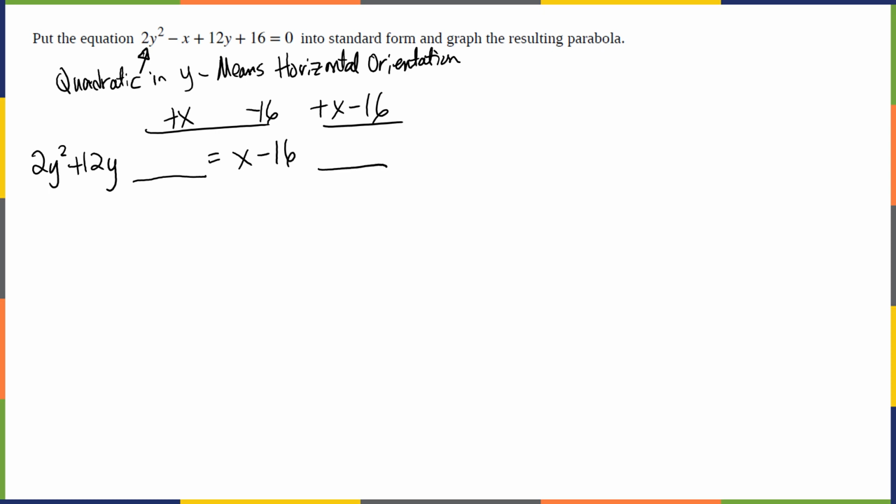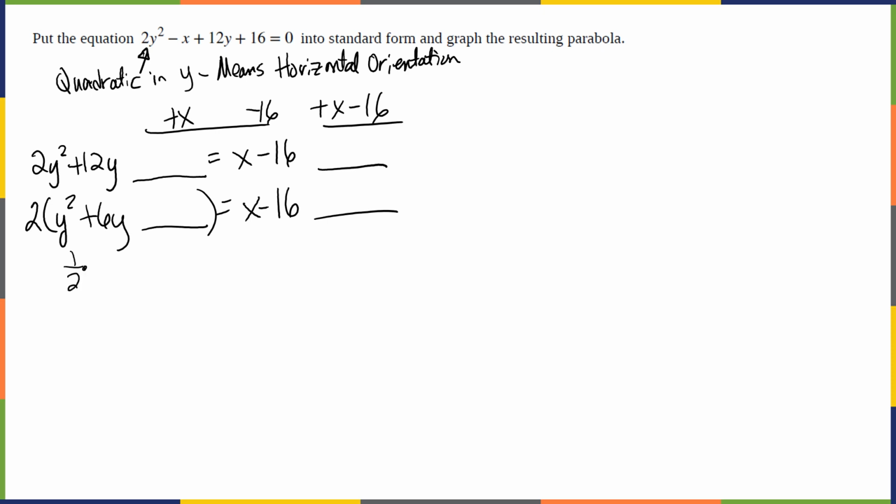Now, in this process of completing the square, this is a great example showing how you deal with completing the square when the leading coefficient is not a 1. Notice that this has a lead coefficient of 2. So you must first factor that 2 out, leaving y squared plus 6y equal to x minus 16. Now we will proceed with the process of completing the square.